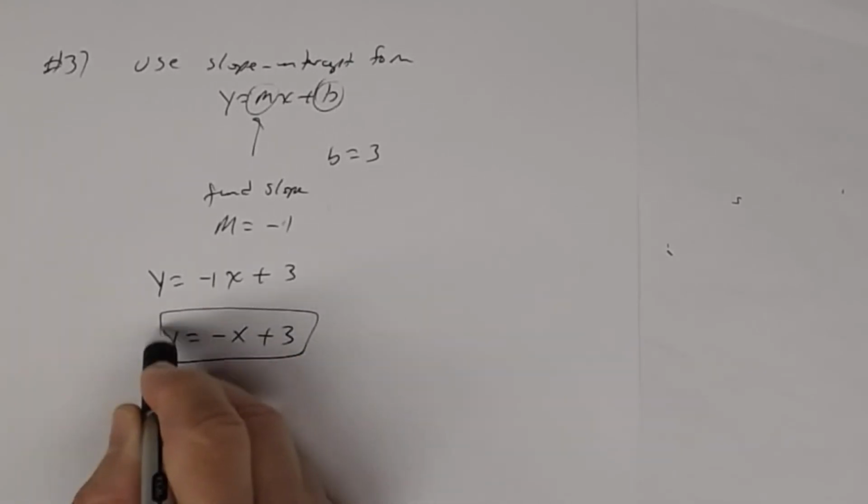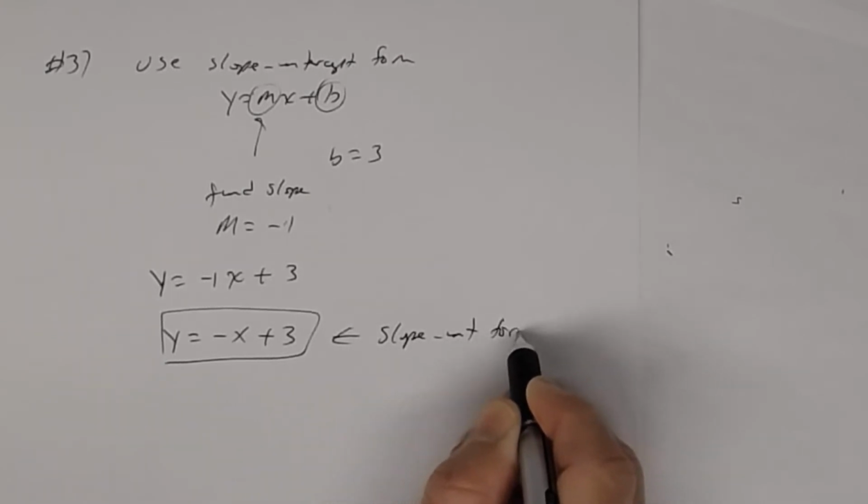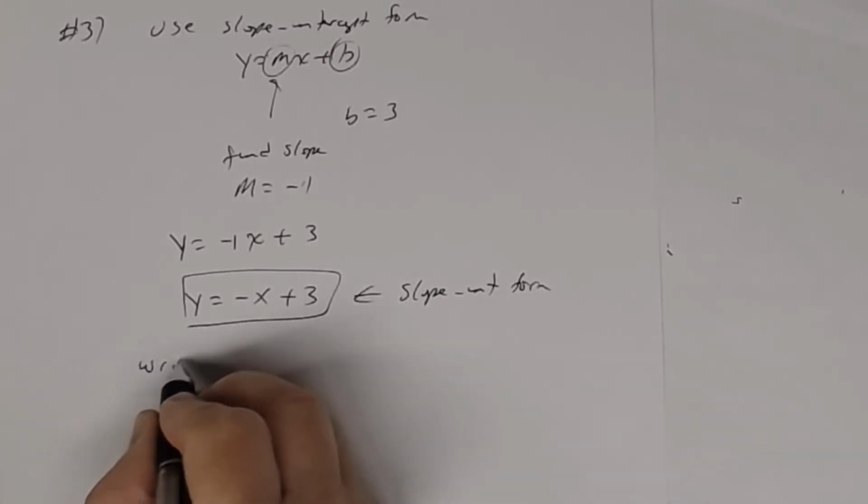So that is slope-intercept form. Okay? All right, now let's talk about standard form. So let's rewrite this equation in standard form.